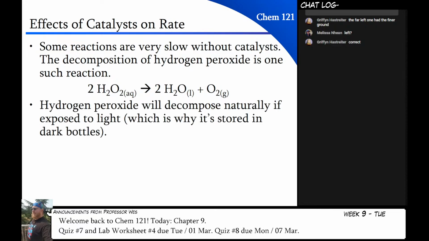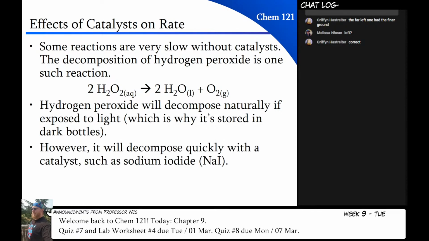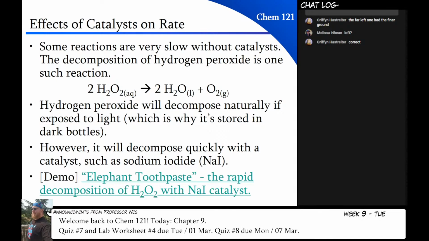What we can do is add potassium iodide, well, it's potassium iodide in some cases. Sodium iodide will also work. If you add sodium iodide, in the presence of iodide, that's the important thing, the peroxide will decompose into hydrogen and oxygen very rapidly. And this is a reaction that we call elephant toothpaste.